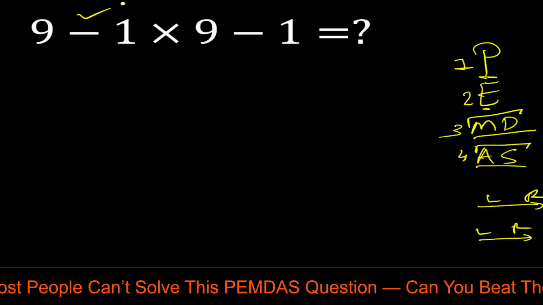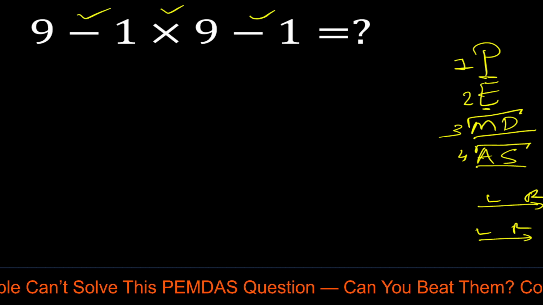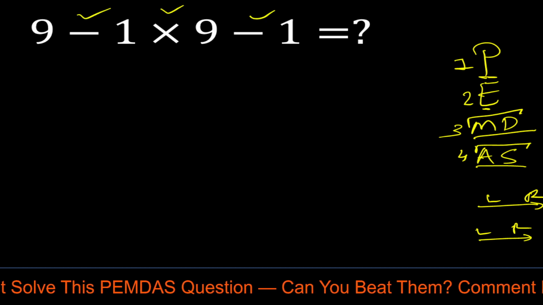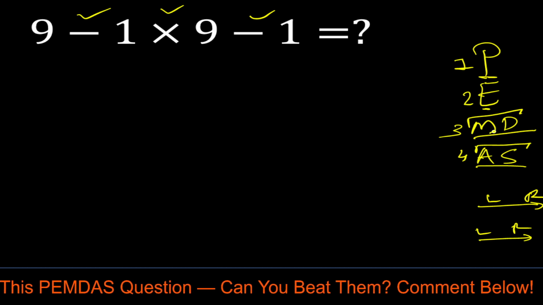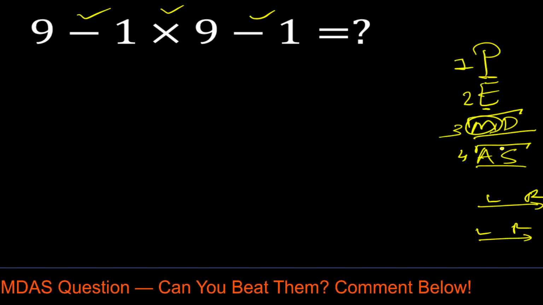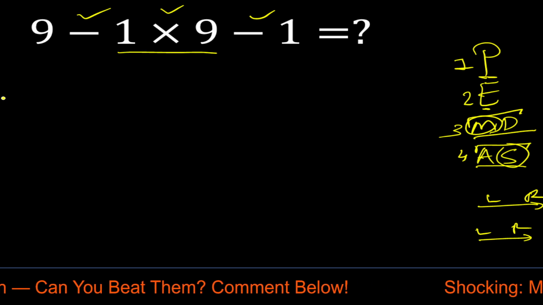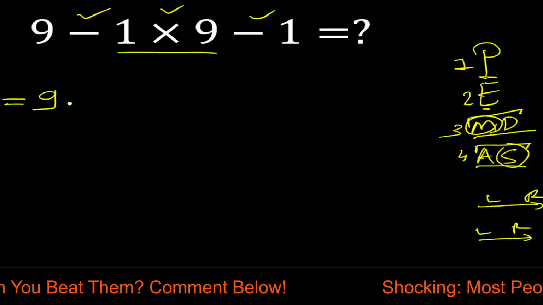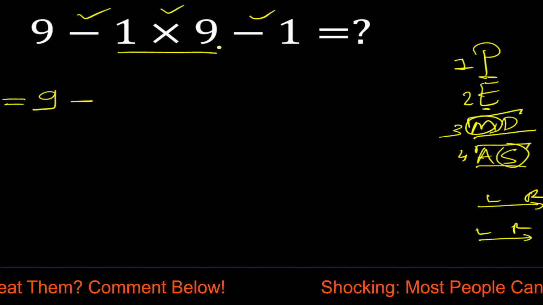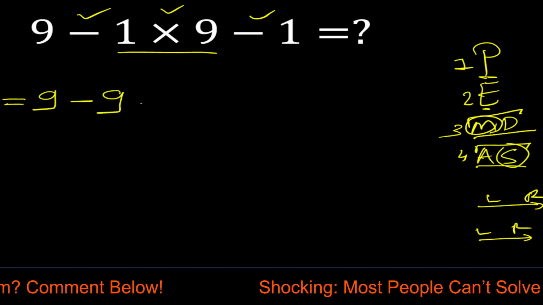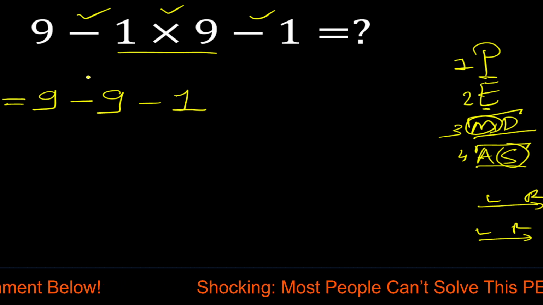So in this question, here we have subtraction, here multiplication, and here subtraction, right? So according to PEMDAS rule, first we have to solve multiplication, then we have to solve subtraction, right? So first we have to solve this multiplication. So now 9 minus, now solve this multiplication, 1 times 9 is equal to 9 minus 1, right?